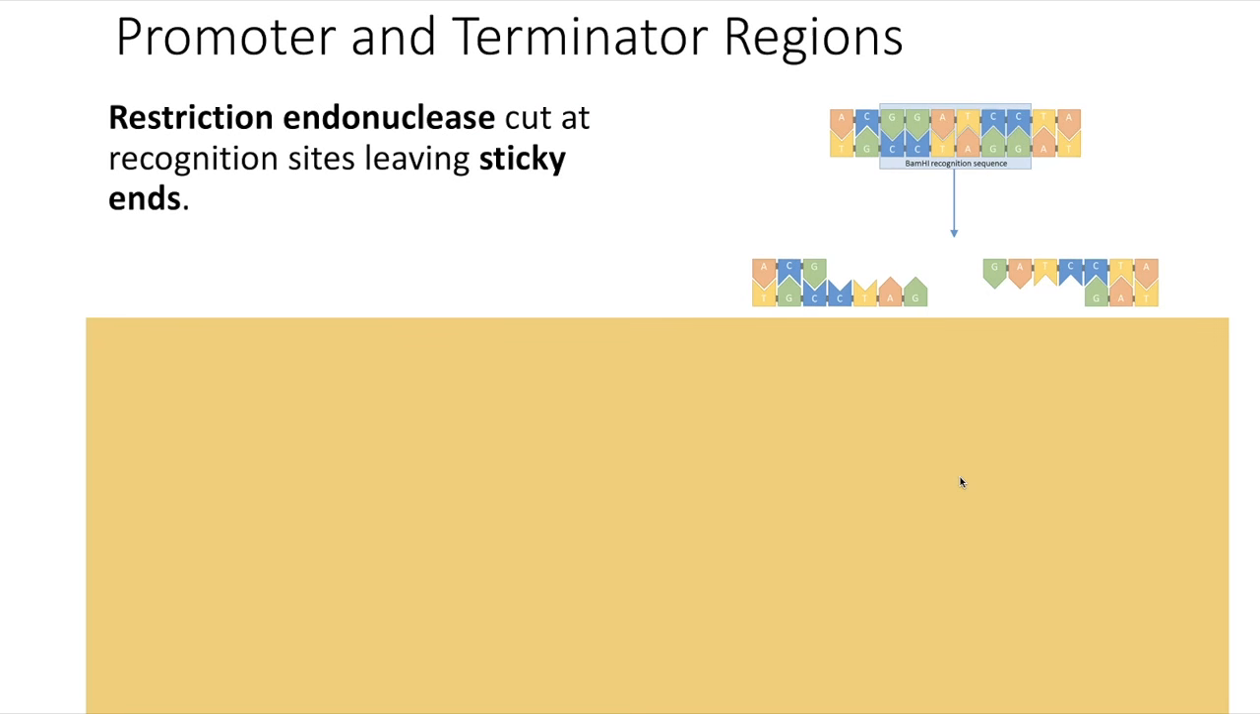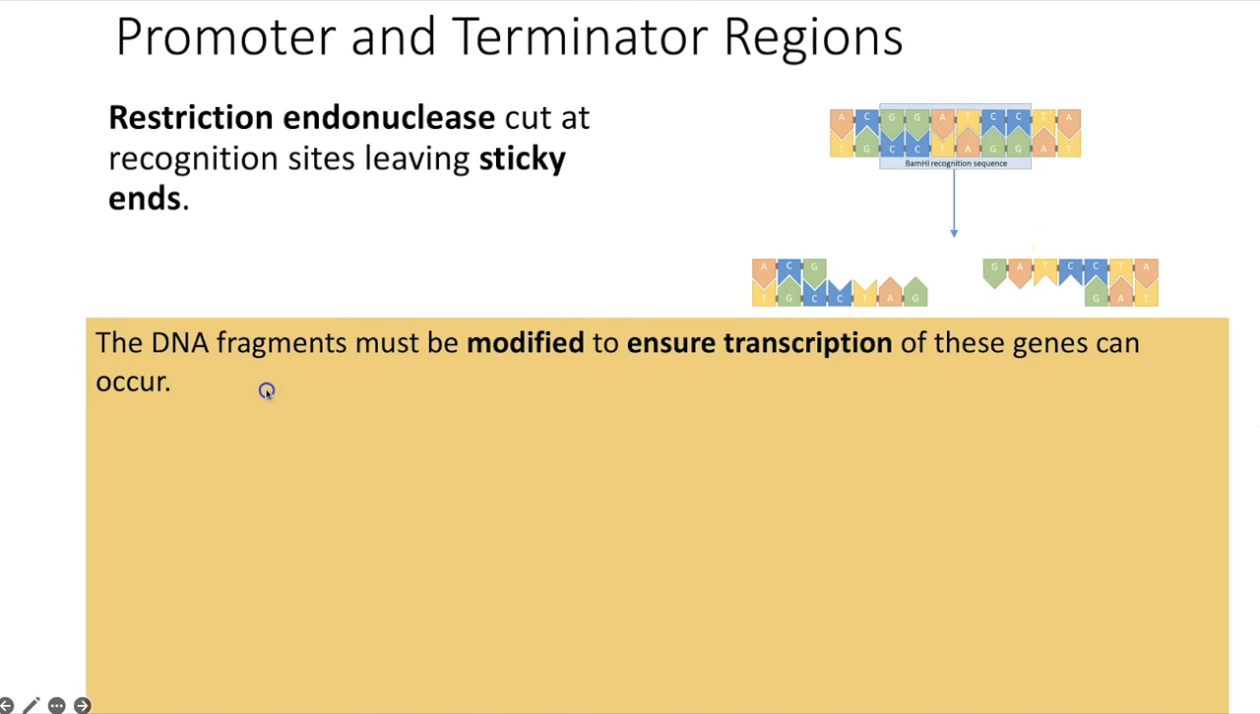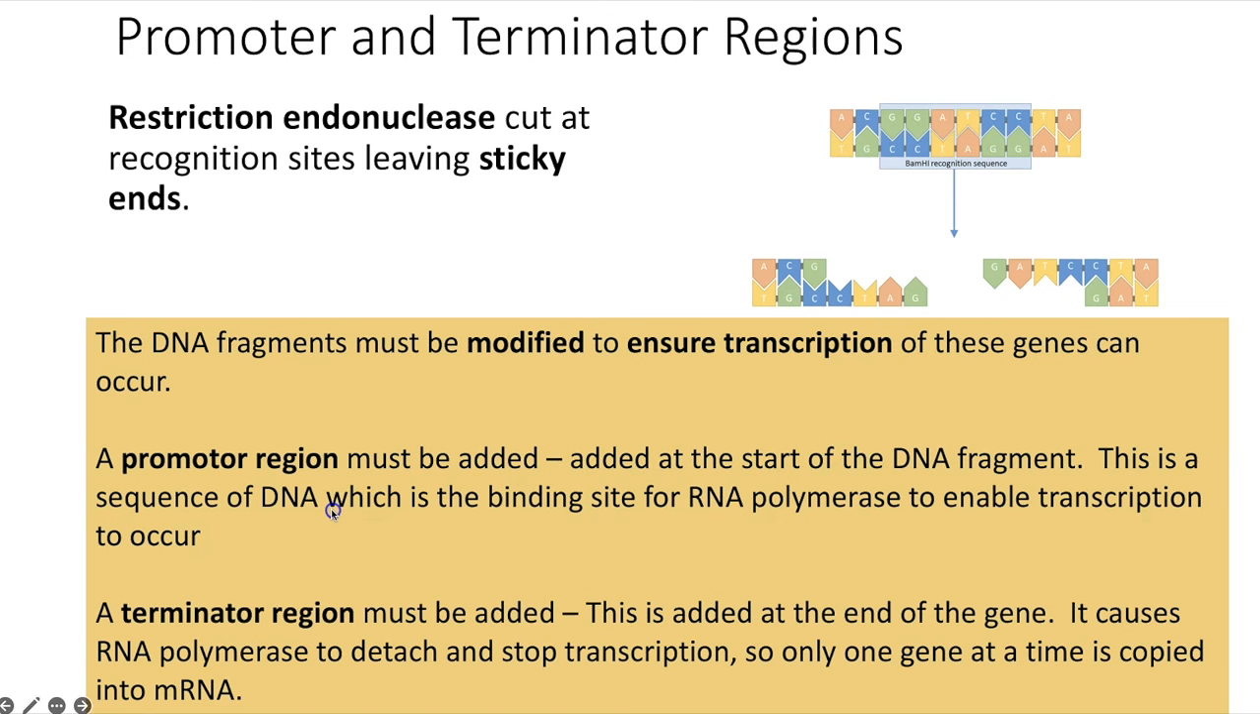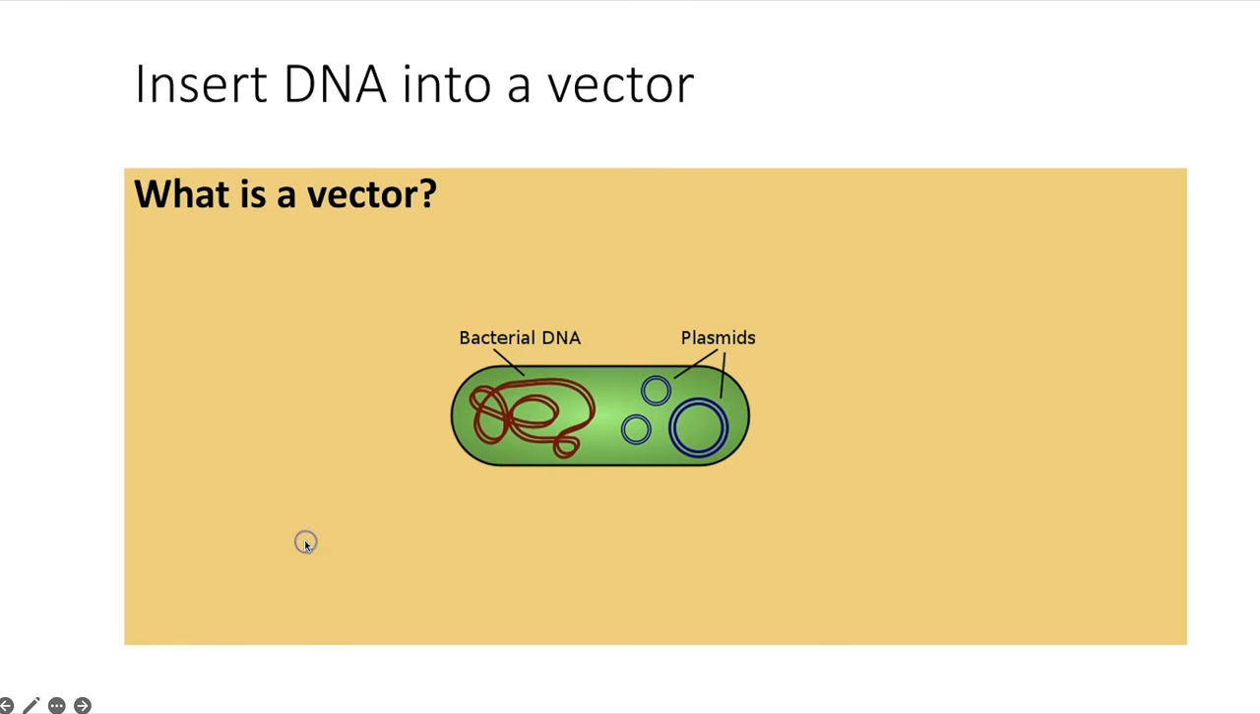So once we've actually used those restriction endonucleases to create our DNA fragments, and we've got our sticky ends, we actually have to modify the DNA so it can be used in transcription. So we have to add a promoter region, which is added at the start of the DNA fragment. And this is a sequence of DNA which is the binding site for RNA polymerase, which will therefore enable transcription to occur. And we have to also add a terminator region, which is added at the end of the gene. And this causes RNA polymerase to detach and stop transcription. So only one gene at a time is copied into mRNA.